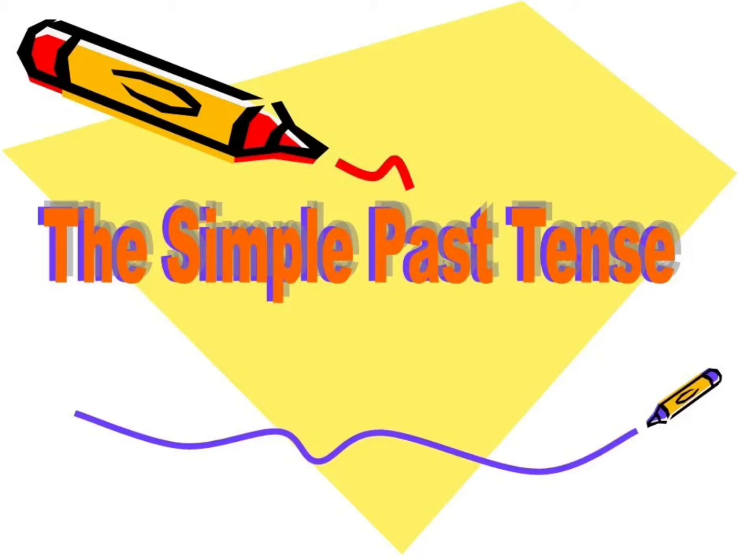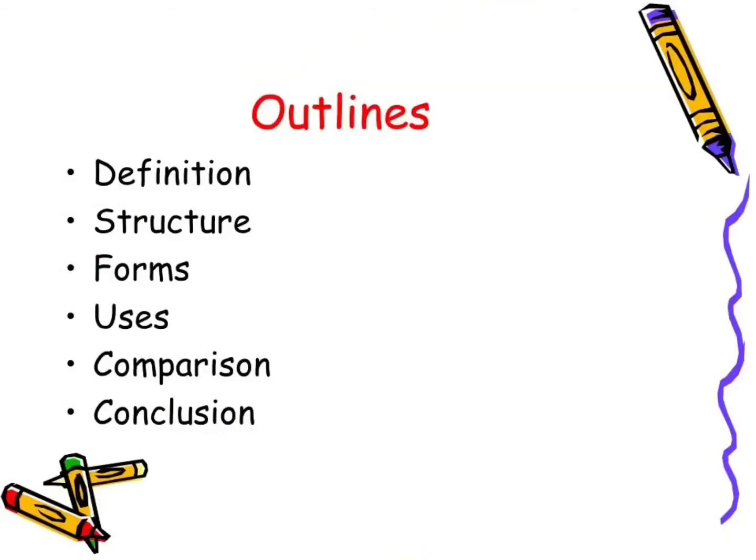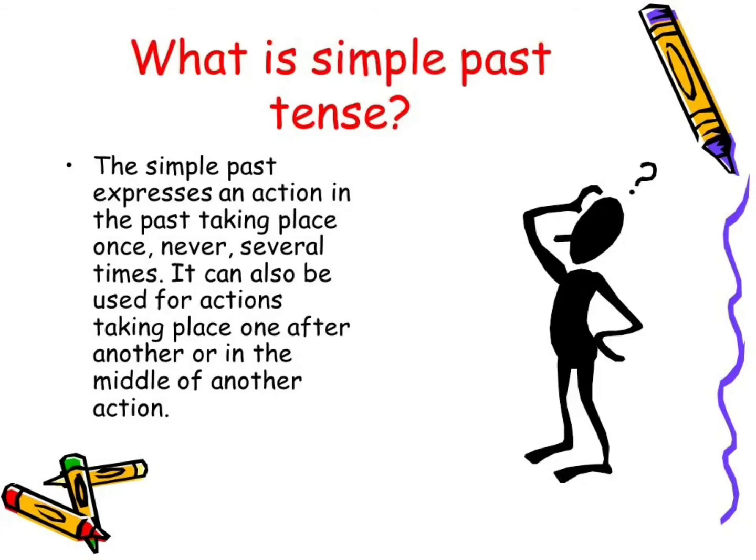Here I would like to explain about simple past tense. Directly, the outline of my explanation is definition, structure, forms, uses, comparison, and conclusion. What is simple past tense? The simple past expresses an action in the past taking place once, never, or several times. It can also be used for actions taking place one after another or in the middle of another action.